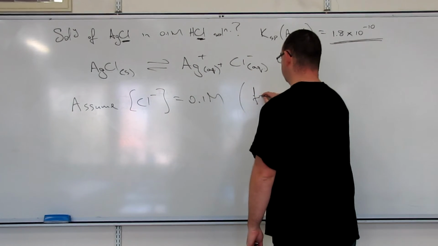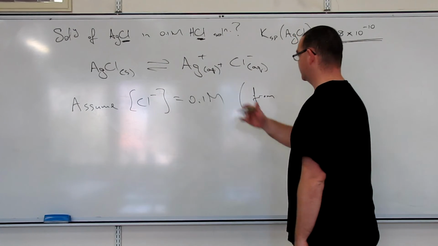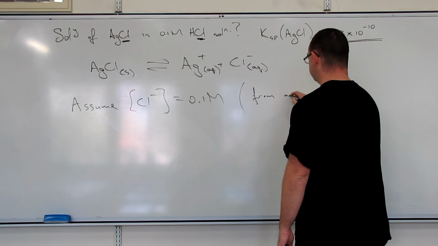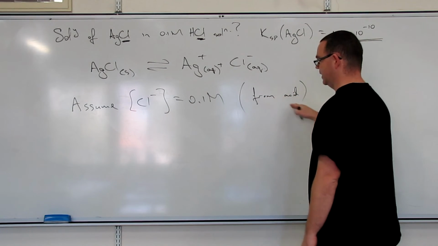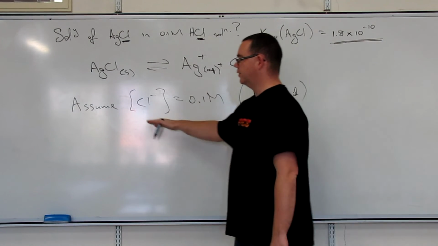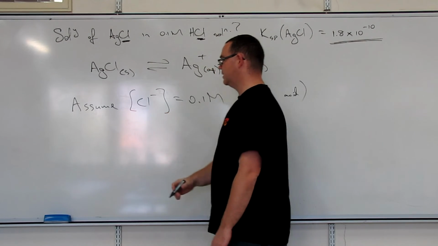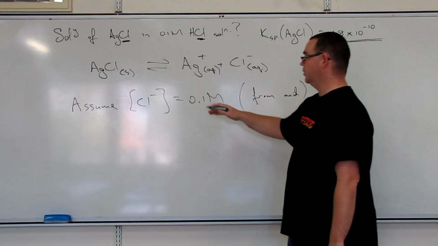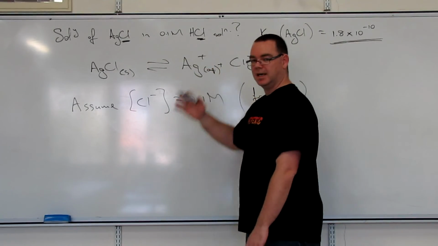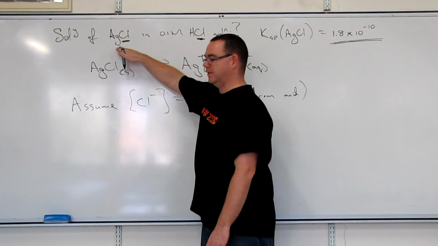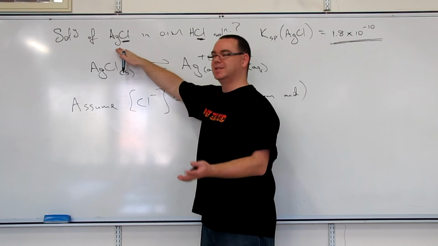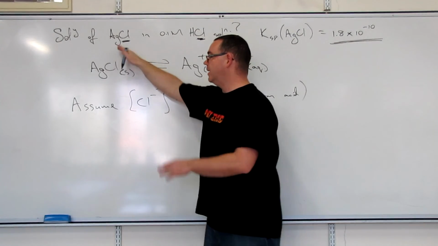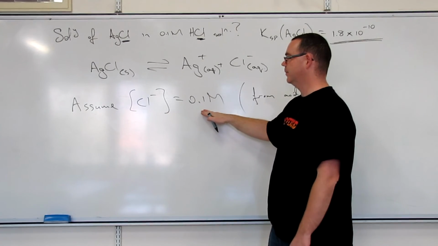You don't have to say it's from the acid. You don't have to explain your assumptions. So you don't have to write this, but you do have to write your assumptions. Because, is the concentration actually 0.1? No, it isn't. It's a little bit more. It's 0.1 from the acid plus a little bit more from whatever does dissolve. But that little bit more is so tiny that we can ignore it. It's tiny compared with the amount we get from here.